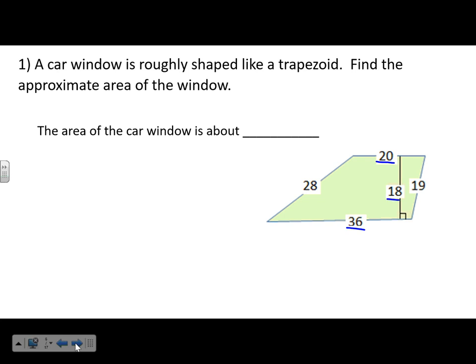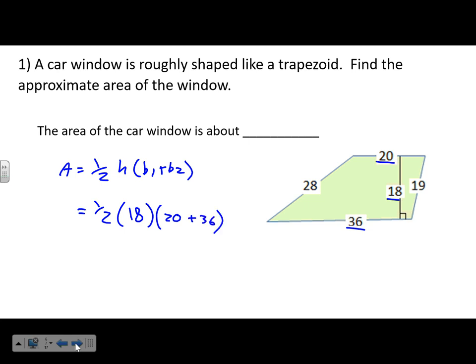So the formula, 1/2 times the height, base 1 plus base 2, is 1/2. The height is 18. Base 1, it doesn't matter which is which, so might as well call it 20 and 36. Now, from here, you can type that in your calculator exactly how you see it. You just have to make sure you use parentheses here because you have to add those before you multiply anything. So for me, I just take 20 plus 36. That's 56.